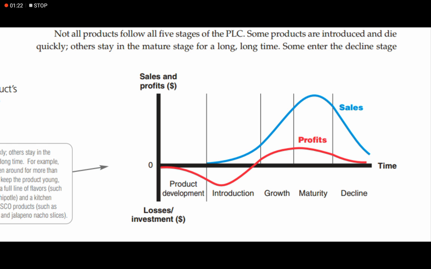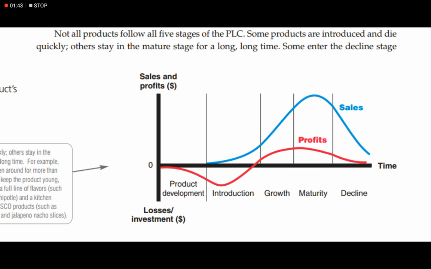So the first stage, the blue line, remember, shows the sales and the red line shows the profits. So at the product development stage, there are no sales, okay? As you can see, there's no blue line because the product is still in the development stage, but there are high research and development expenses. So it means that the product actually faces losses.